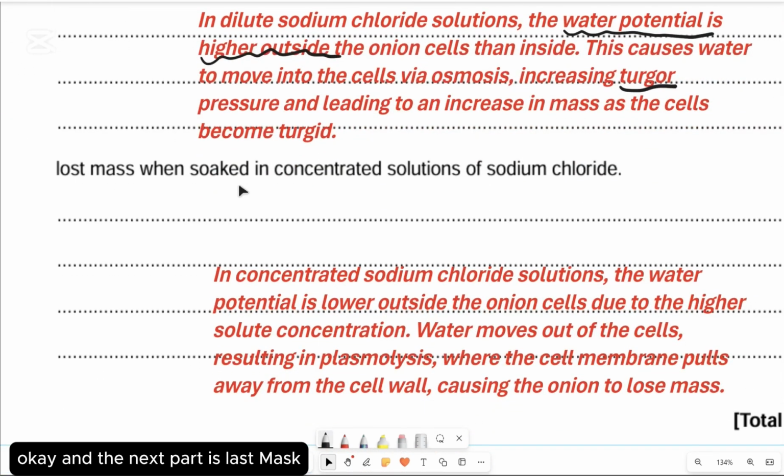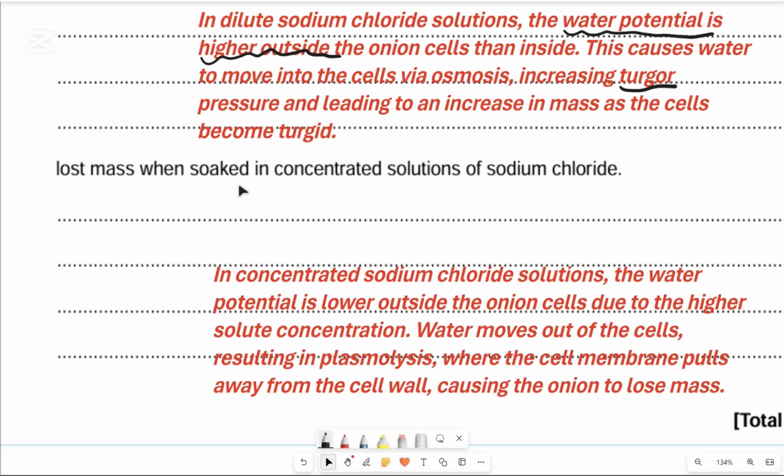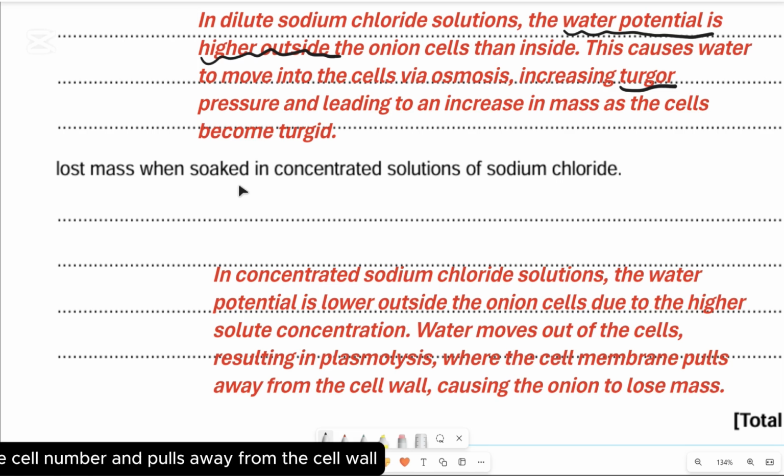Okay, and the next part is why onions lose mass when soaked in concentrated solutions of sodium chloride. In concentrated sodium chloride solutions, the water potential is lower outside the onion cells due to the higher solute concentration. Water moves out of the cells, resulting in plasmolysis, where the cell membrane pulls away from the cell wall, causing the onion to lose mass. I'll also explain some keywords in this.